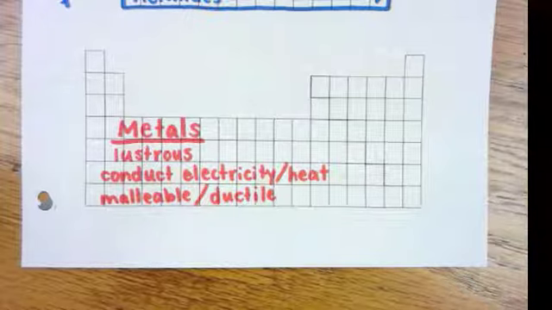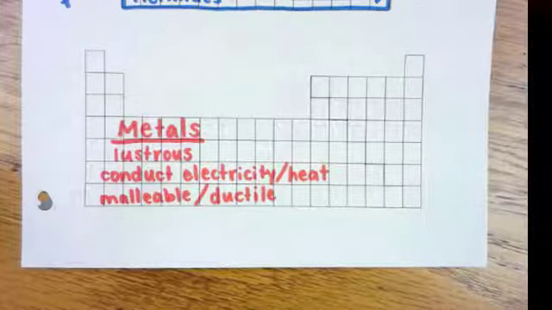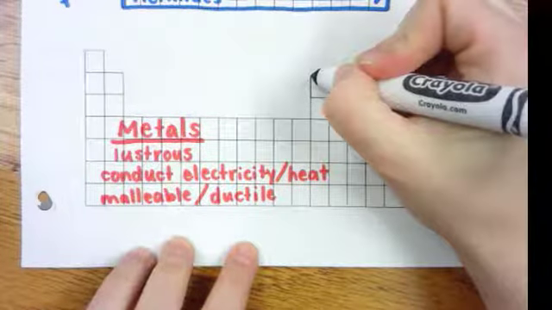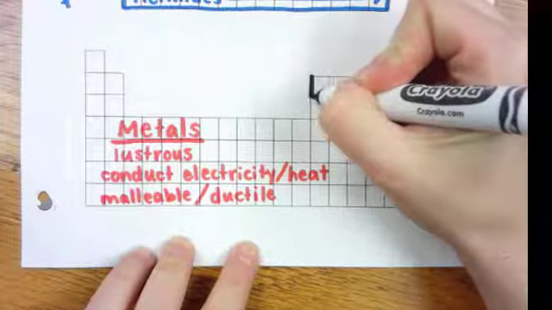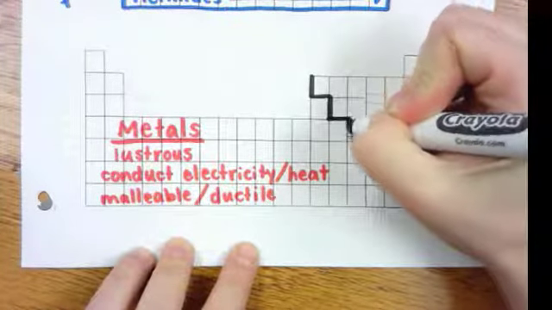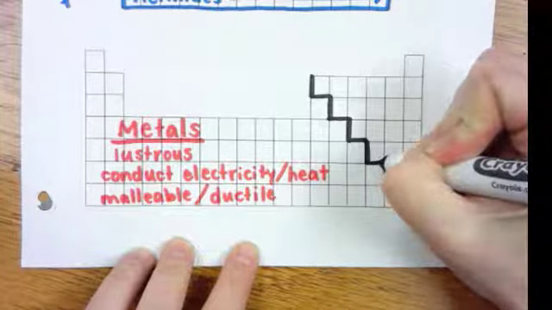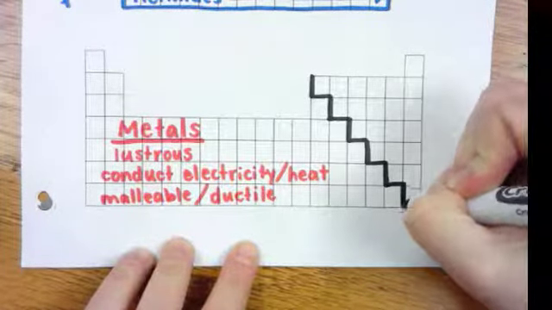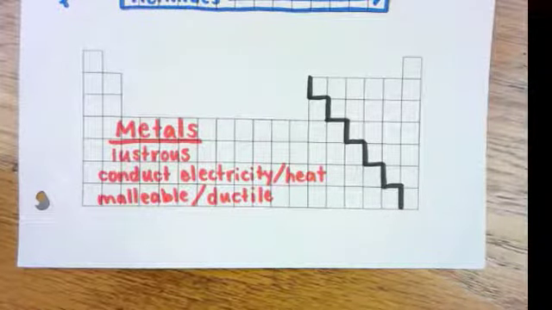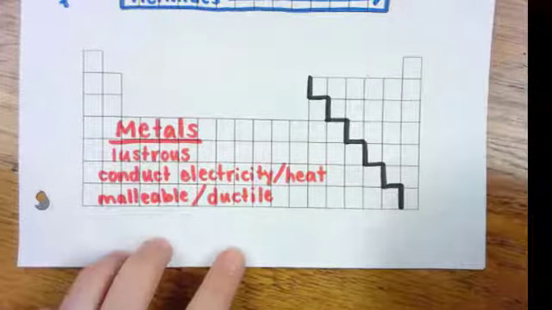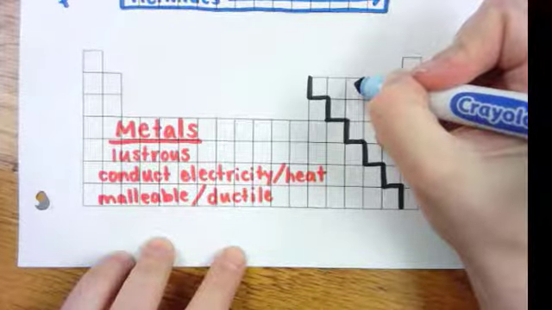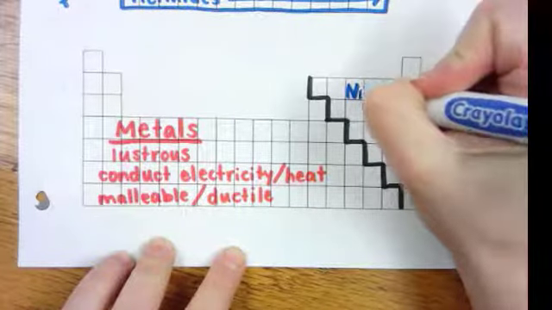Take your regular pen or pencil and let's mark the staircase so that we remember where it is. It starts on the side of boron and goes down and over until you get to the bottom right-hand corner. Take your next color. The opposite of the metals are the nonmetals, and those are found above and to the right of the staircase.